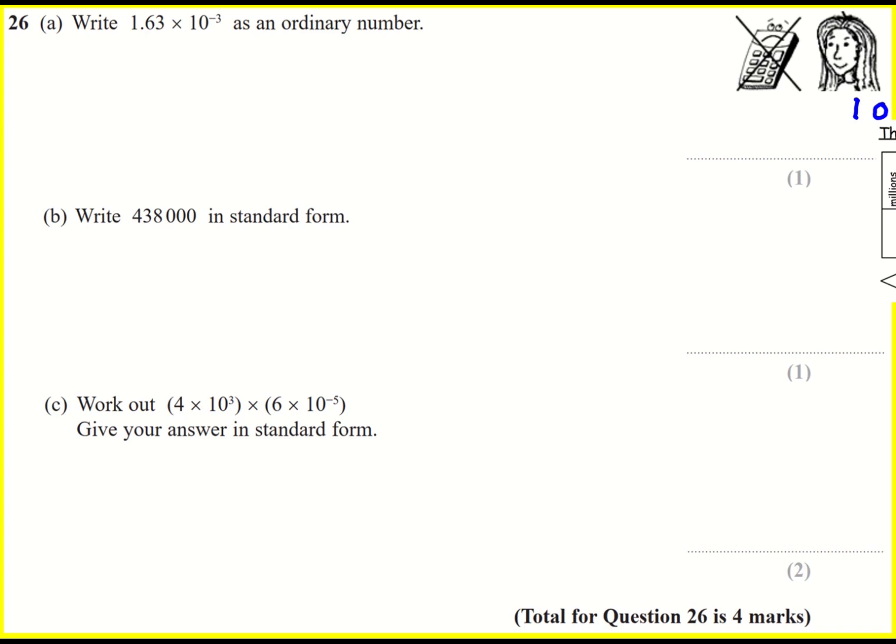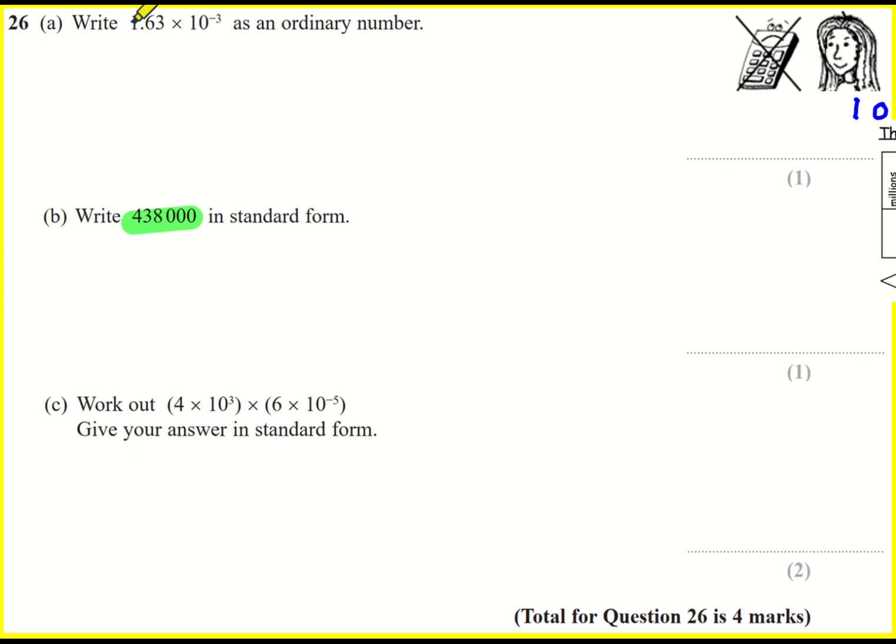Part A, write 1.63 times 10 to the minus 3 as an ordinary number. So what's an ordinary number? Well, an ordinary number is literally what you would expect a number to look like normally. And if you cast your eye to part B, you can see that this is actually what you would typically expect a number to look like. That is an ordinary number, so in ordinary form.